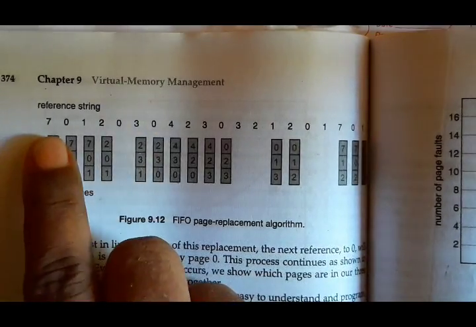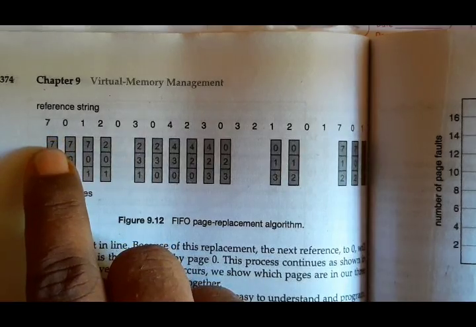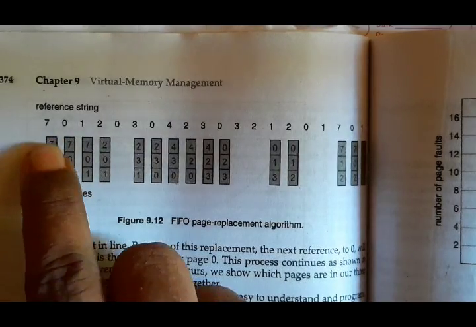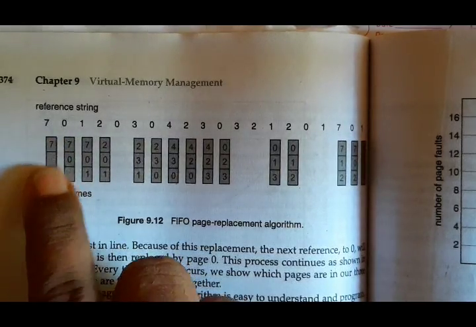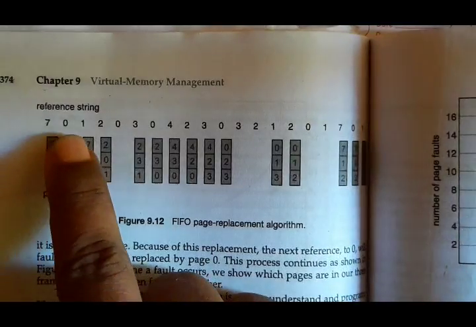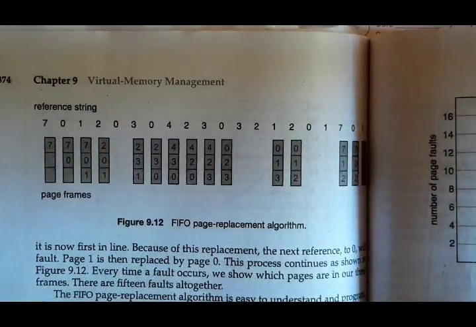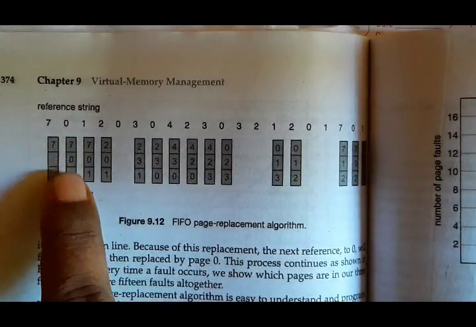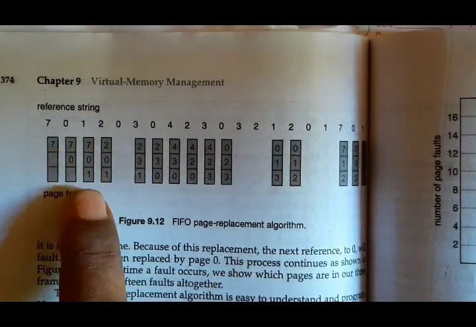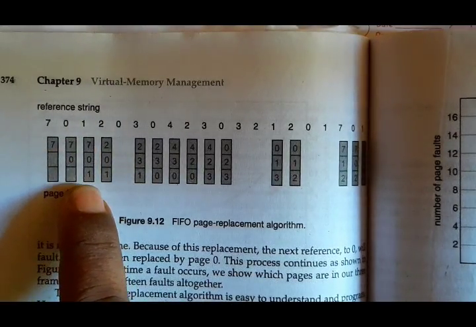See here, the first page is 7. You place 7 here, because the RAM is free, you can easily place it. Next page is 0, you place it here because it's free. The third one is also free, you can place it here.